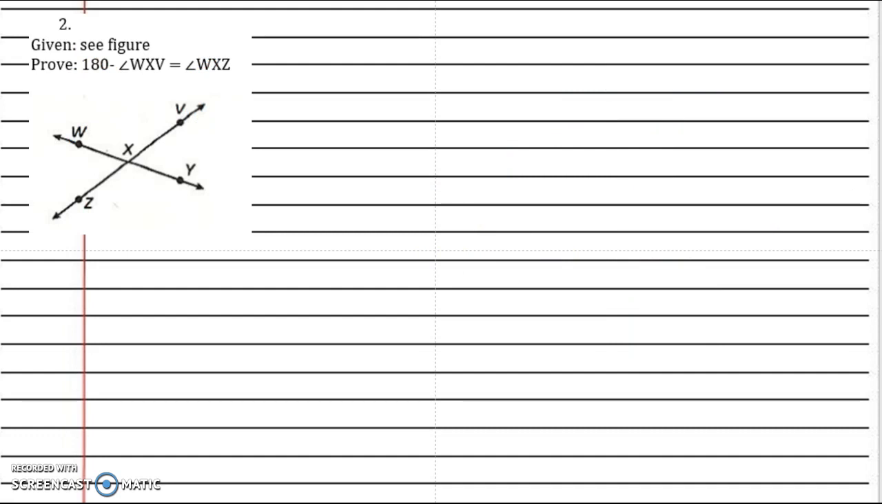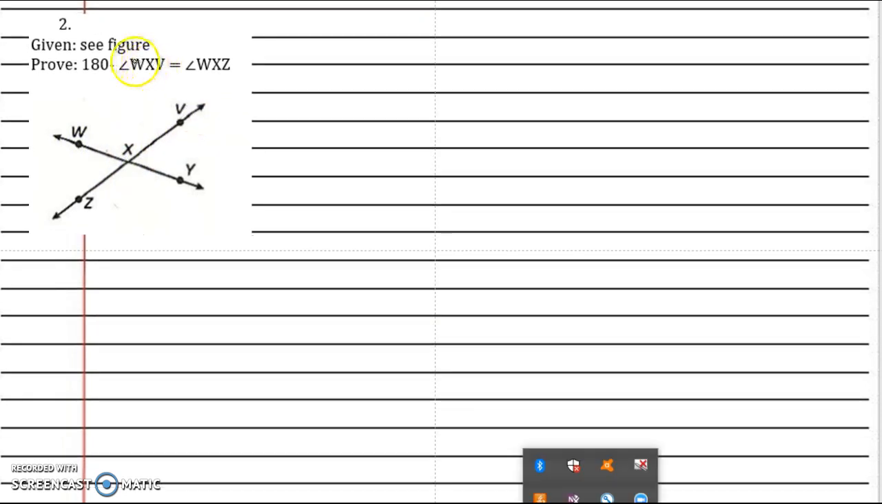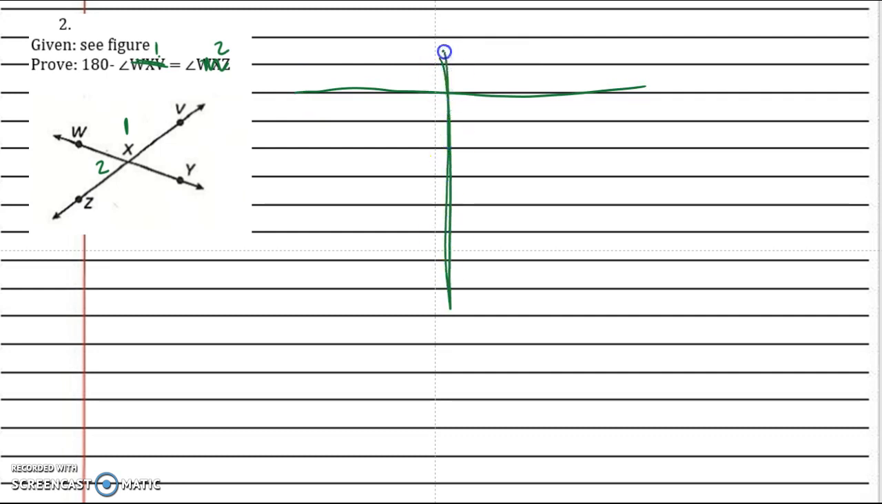So this time I have no givens. I just have to look at the picture. And I want to prove that 180 minus angle WXV. Right away, I don't like that that's 3 letters. Maybe I will just rename it, and I'll call this angle 1. And WXZ, so this guy, I'll call that angle 2. You're totally allowed to do that. Just make sure that if you choose to do that, you are clearly labeling it in your picture so I know which angles you're talking about.